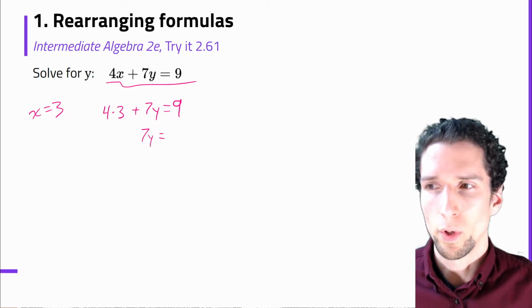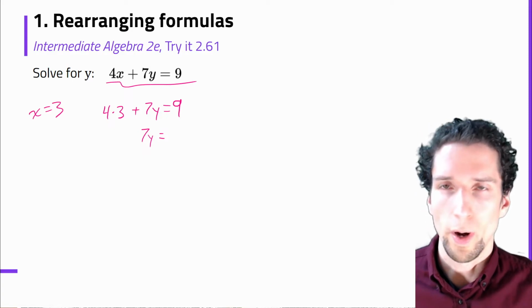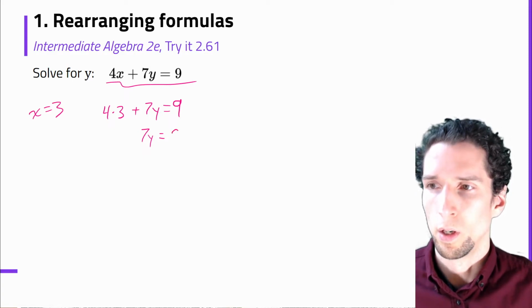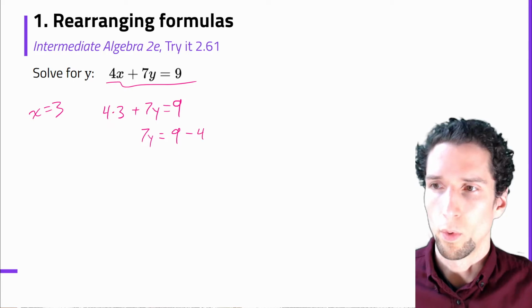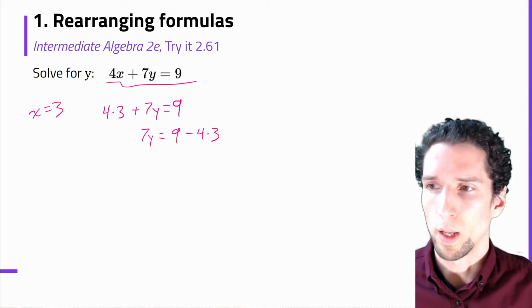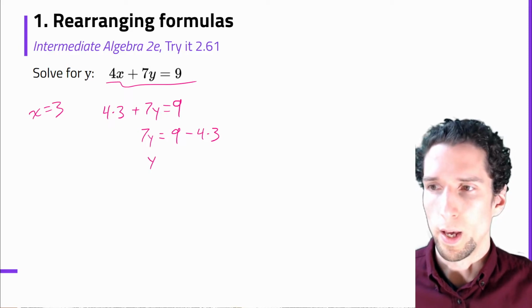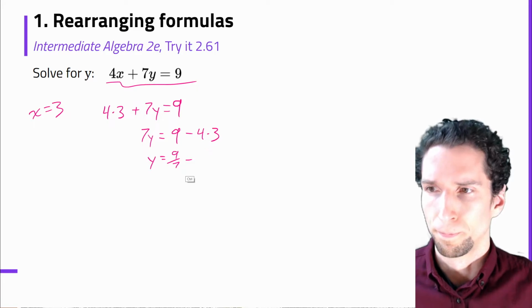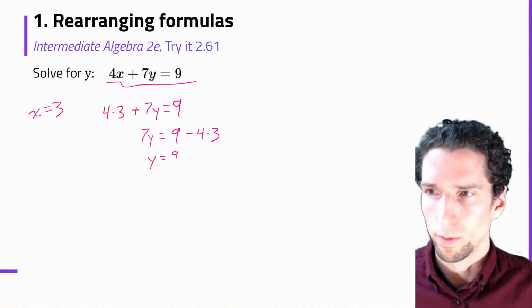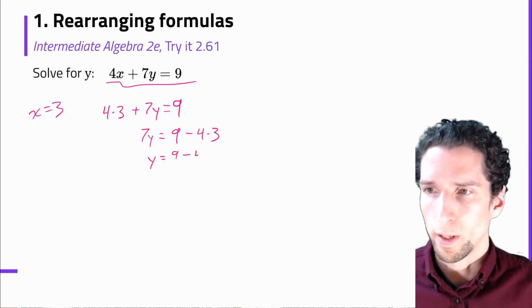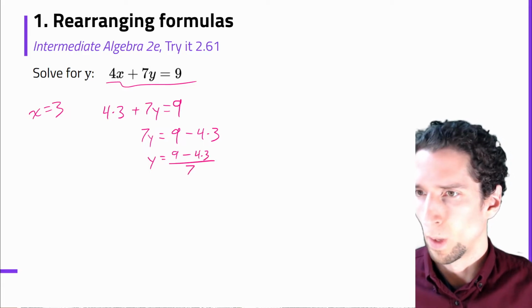If I had 4 times 3 or just 12, I would just subtract from both sides. So 9 minus 4 times 3, and then we'd divide and move the 7 over to the other side. 9 minus 4 times 3 all over 7.